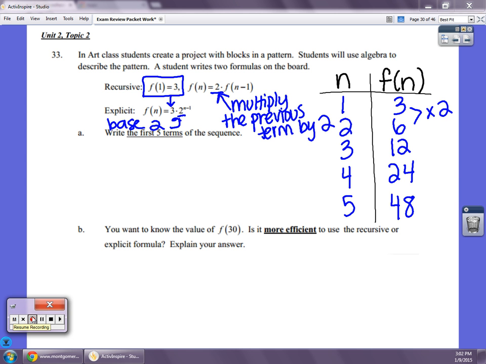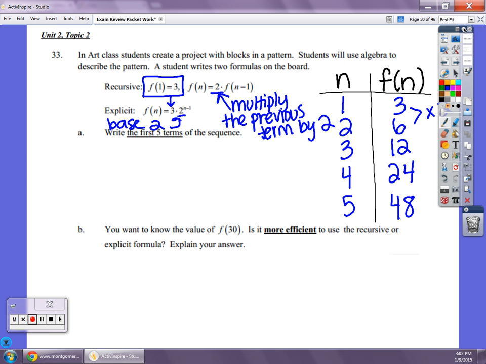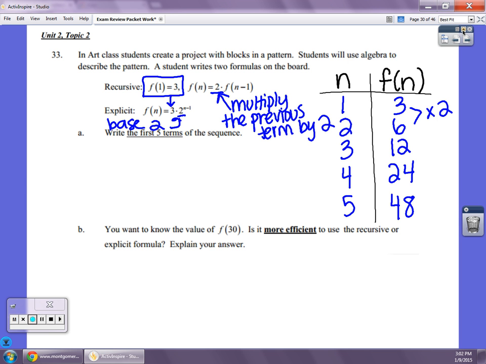Okay, we're looking at part B. You want to know the value of f of 30. Is it more efficient to use the recursive or explicit formula? Explain your answer. Okay, so again, the recursive formula, all it tells us to do is multiply 2 times the previous term. So if we try to find f of 30 using the recursive formula, we would just have to keep multiplying and keep our table going until we get to 30. So I would say that the explicit formula is going to be more efficient.